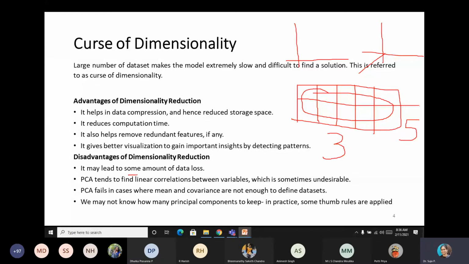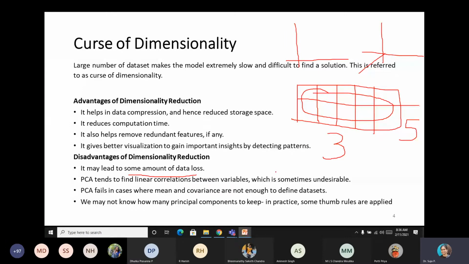This may lead to some amount of data loss. That means because we are reducing from 5 to 3, some features that are irrelevant or which are not contributing much will be removed. So some data loss will be happening. When you try to perform the reverse transformation from 3, once again, if you try to get back your original data, there will be some loss.